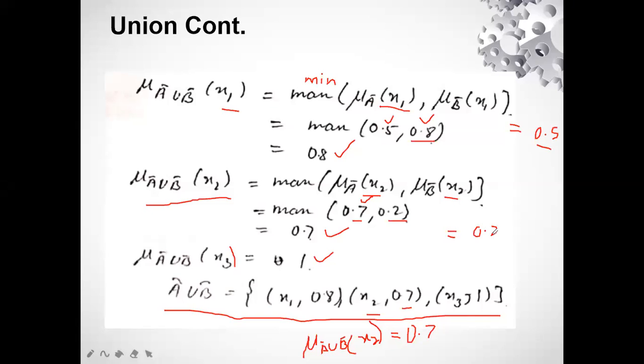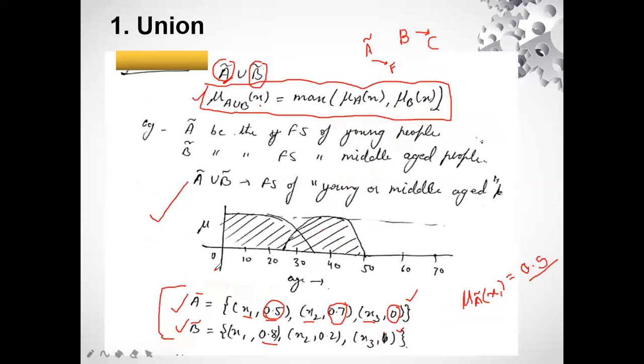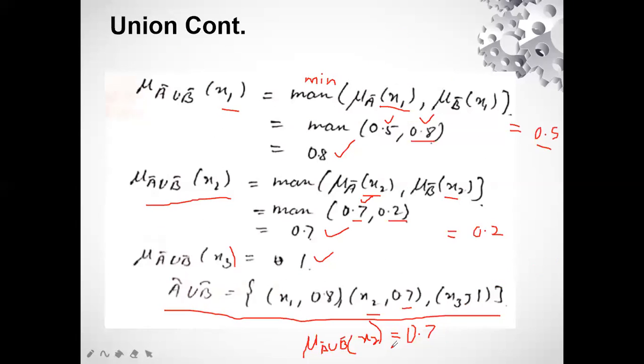And what were the two elements of x3? A bar had 0 and B bar had 1. So out of 0 and 1, what will be the minimum? It will be 0. So finally, the intersection A bar intersection B bar is given as x1 comma 0.5, x2 comma 0.2, and x3 comma 0 will be the answer.